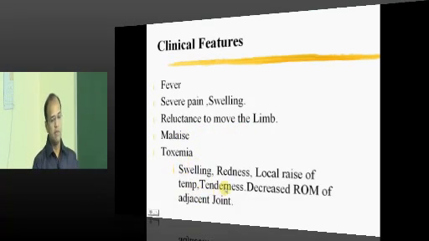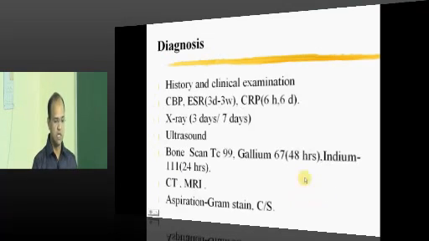and there may be toxemia once all this pus is extruded and extravasated into the blood, and all the toxins secreted by the bacteria have gone into the blood. Now locally there may be swelling, redness, local rise of temperature, tenderness, and decreased range of motion in the adjacent joint. These are all extremely important things you need to remember.